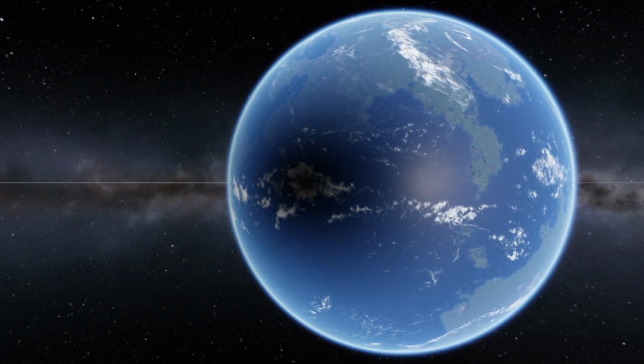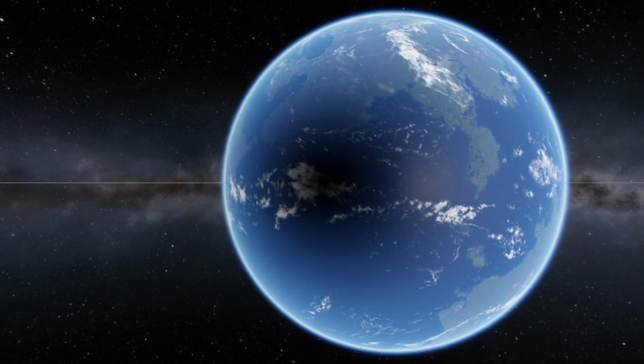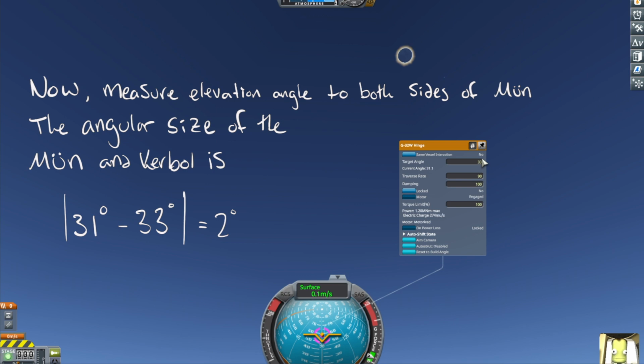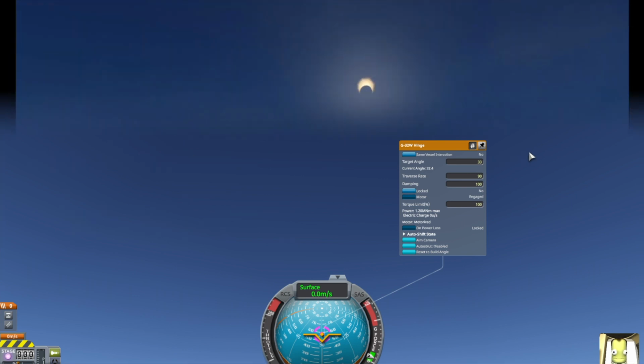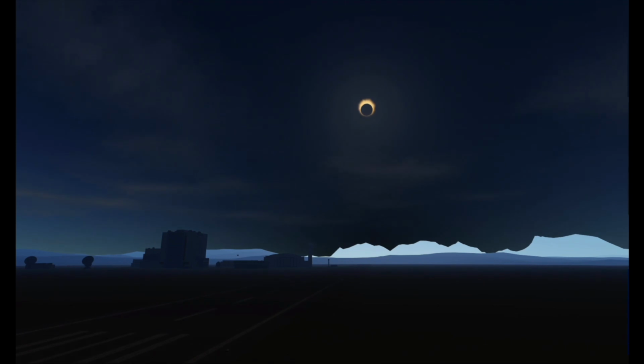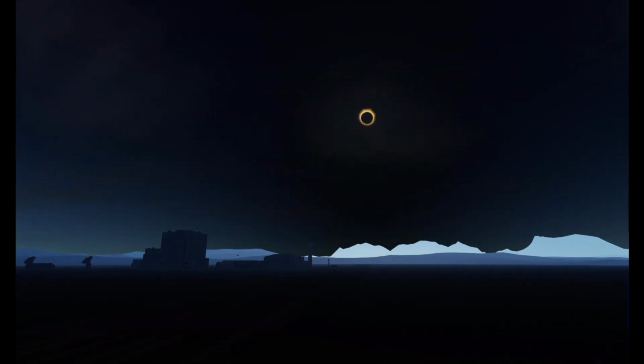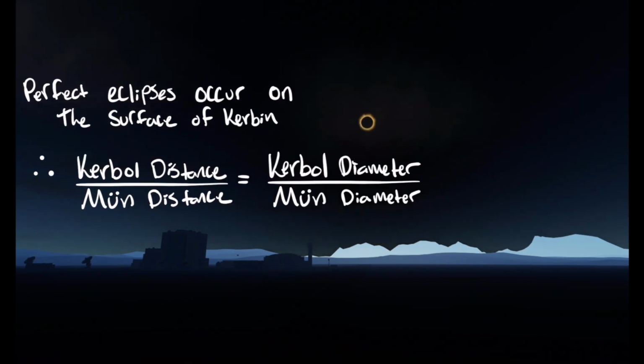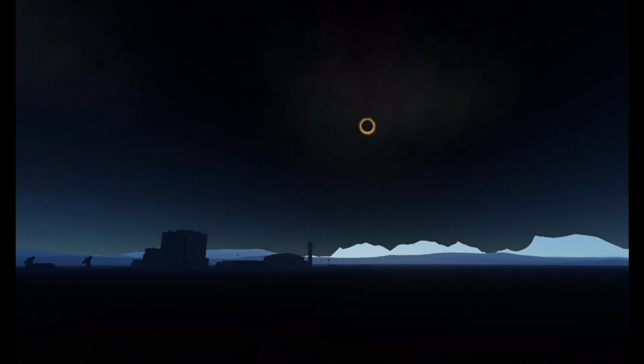Next, we have to find the angular size of the moon and Kerbal. As we can see in the solar eclipse, the apparent size of Kerbal and the moon is the same. To find the angular size of the moon, we measured the angles to the leading and trailing edges of the moon. We found their apparent sizes to be 2 degrees. Similar to on Earth, the existence of solar eclipses verifies that Kerbal distance over moon distance equals Kerbal diameter over moon diameter.